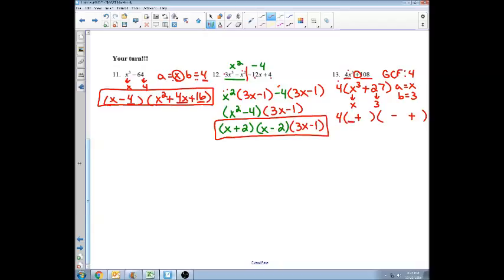My first blank in my first set of parentheses is going to be my a value, which in this case is x. The second blank in my first set of parentheses is always going to be my b value, which is 3. The first blank in my second set of parentheses will be a squared, so x squared. The second blank is going to be a times b, so 3x. The final blank is going to be b squared, so 3 times 3 is equal to 9. I'm going to check that to see if I can factor it any further. I cannot. So that is my answer.